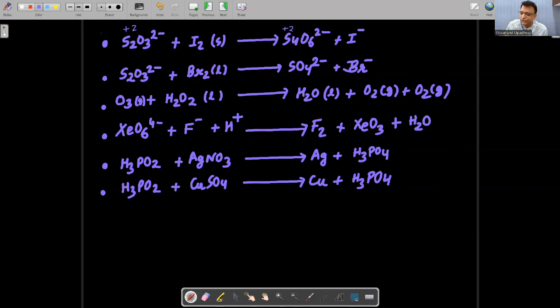So average value is 2.5. If I calculate the X factor here, there are 2 sulfur atoms, so 2 times moving from 2 to 2.5, half. So X factor of thiosulfate ion in this reaction is equal to 1. The same reaction, these two are given in the same question.